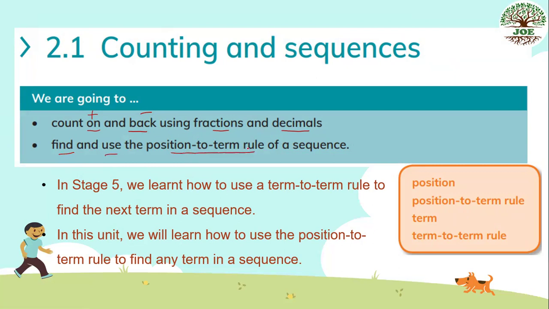And we are going to find and use the position to term rule. This is a new word for you. Last year, you knew only the term to term rule. Now, the position to term rule of a sequence. In stage 5, we learned how to use a term to term rule to find the next term in a sequence. In this unit, we will learn how to use the position to term rule to find any term in the sequence. So we can find any term easily by using this position to term rule, okay? So keywords are position, position to term rule, term and term to term rule.